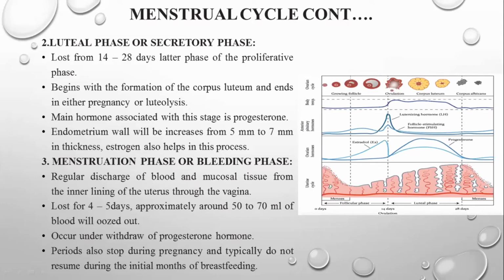So actually what happens is, in the previous phase, the Graafian follicle has been developed with the help of the follicle stimulating hormone and the luteinizing hormone.